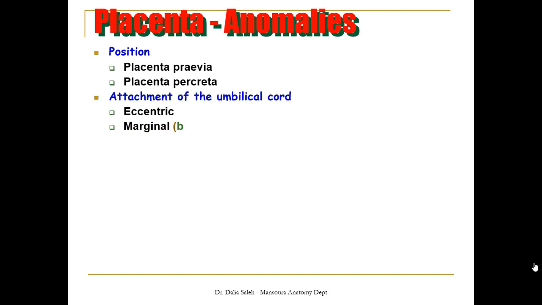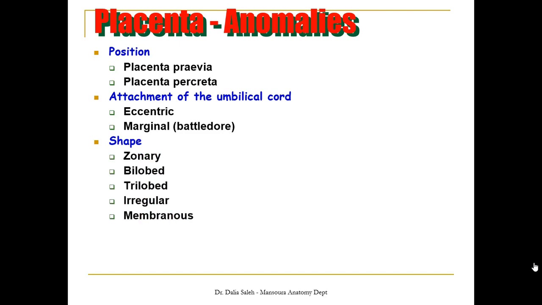To summarize the anomalies of the placenta, we have the following. In the position of the placenta, we have either placenta previa or placenta percreta. Anomalies regarding the attachment of the umbilical cord to the placenta, we have eccentric or marginal attachment. Anomalies concerning the shape of the placenta, we have many varieties, like zonary, bilooped, trilooped, irregular, and membranous. And anomalies regarding its number, we have what's called placenta succenturiata.